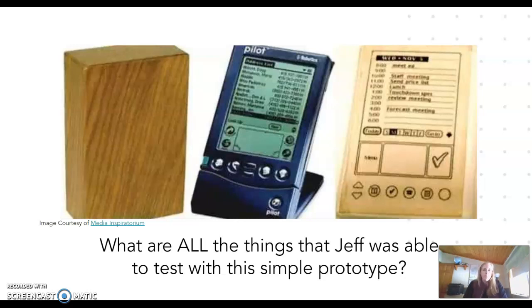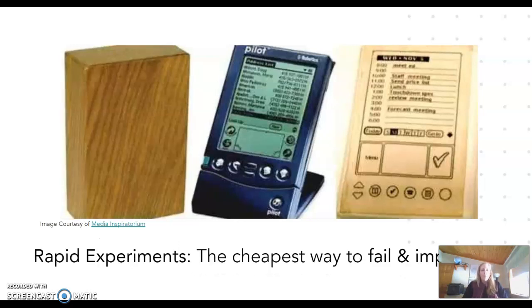Then they also prototyped by drawing possible screens and what would show up on each screen. This happened long before we even thought about the actual technology behind it. First, we're making these low cost, easy prototypes with paper and pencil and a block of wood to test the overall concept. Rapid experiments like this are the cheapest way to fail and to improve. If you learned the size was too big, it wouldn't fit in a pocket, then you can scale it down, for example.